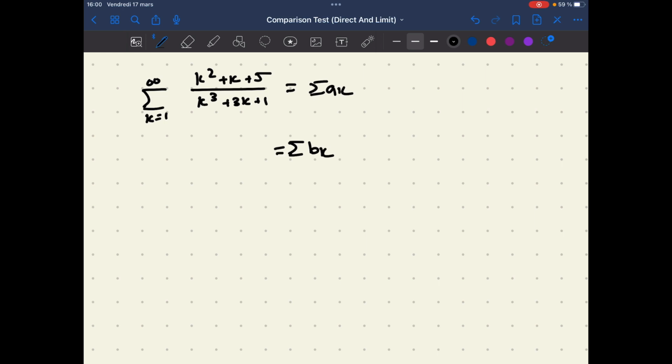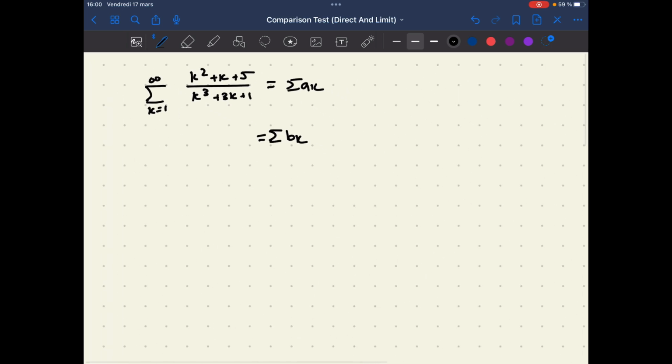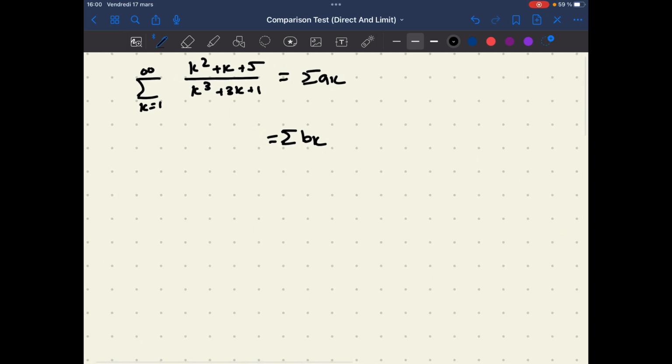We're going to use the direct comparison test, which has two conditions. If the series of b sub k is less than the series of a sub k, and the series of b sub k diverges, then a sub k will diverge. Now, if the series of b sub k converges, that doesn't tell you anything about a sub k.